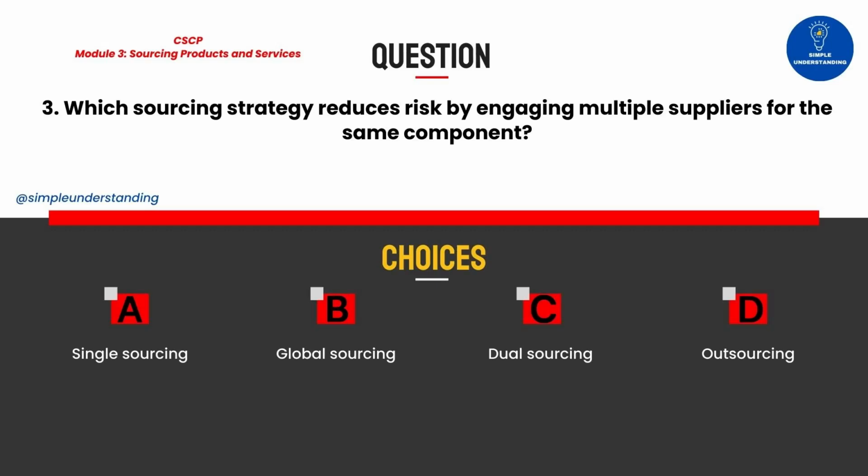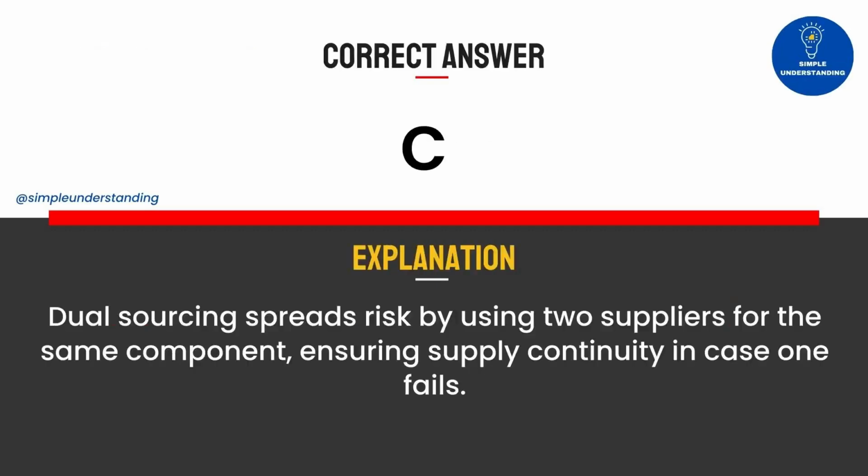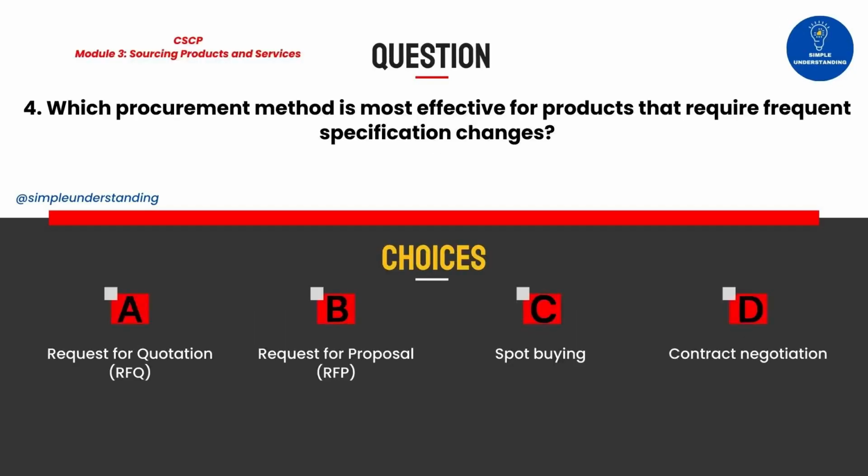3. Which sourcing strategy reduces risk by engaging multiple suppliers for the same component? A. Single sourcing. B. Global sourcing. C. Dual sourcing. D. Outsourcing. Correct answer C. Explanation. Dual sourcing spreads risk by using two suppliers for the same component, ensuring supply continuity in case one fails.